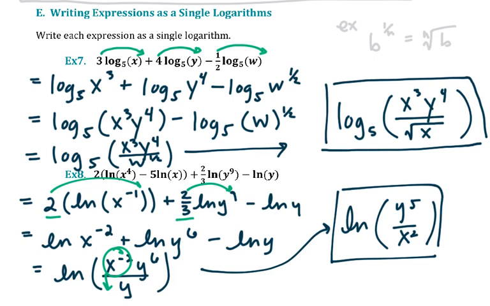So as you're using those properties to expand and condense, just be careful, make sure that you are writing them out correctly. When you take 2 logs and condense them together, there's only going to be one log written there.